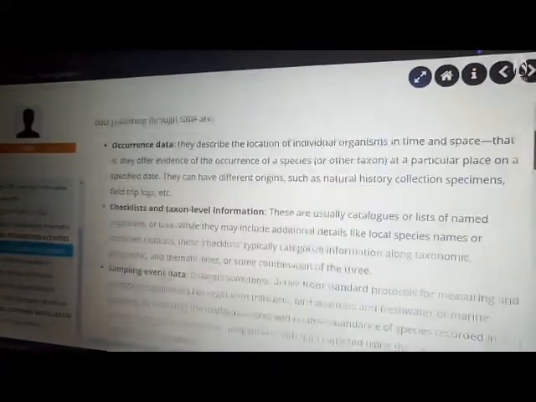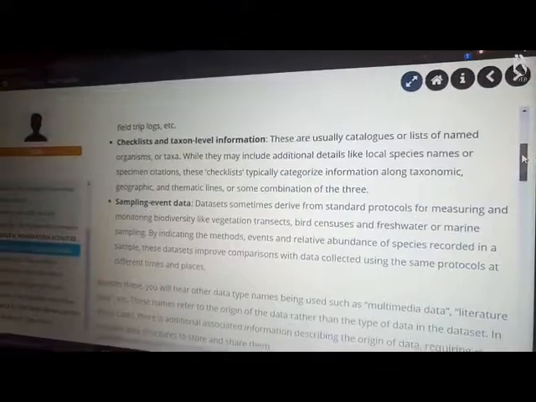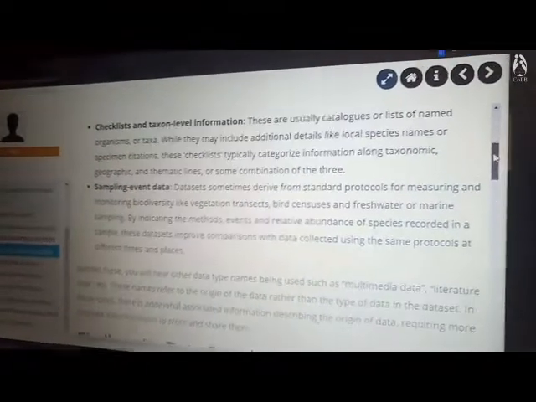and another type of data set is taxonomy level data that includes checklists or catalogs of species names. Those are some of the types I have learned in this training.